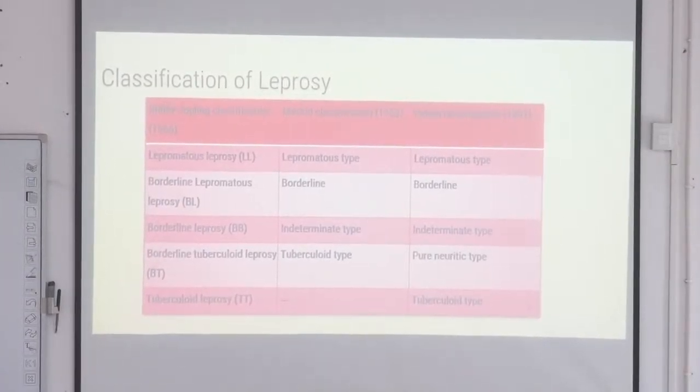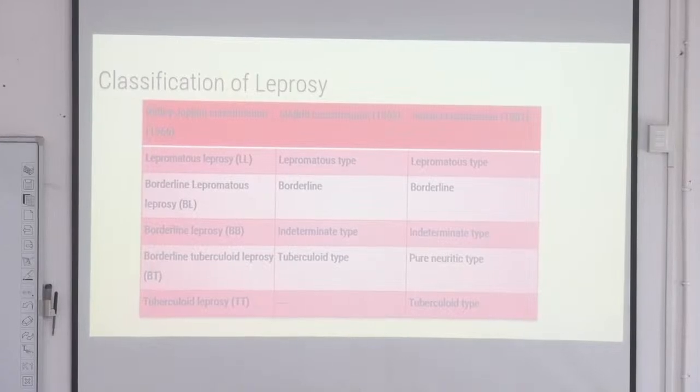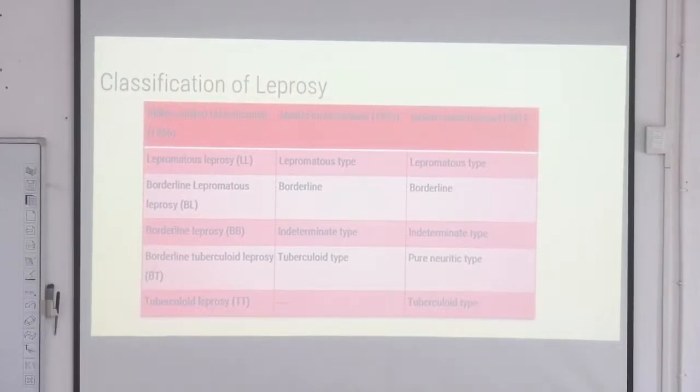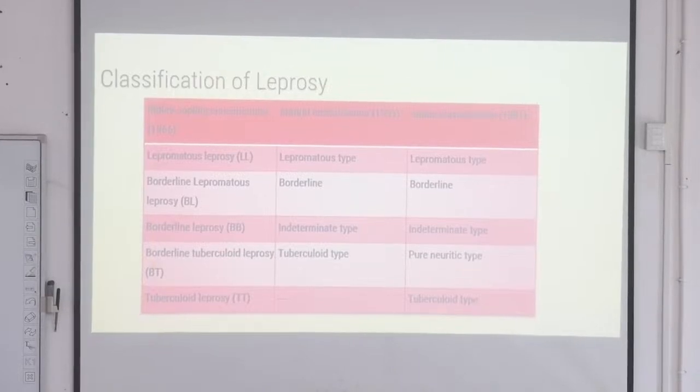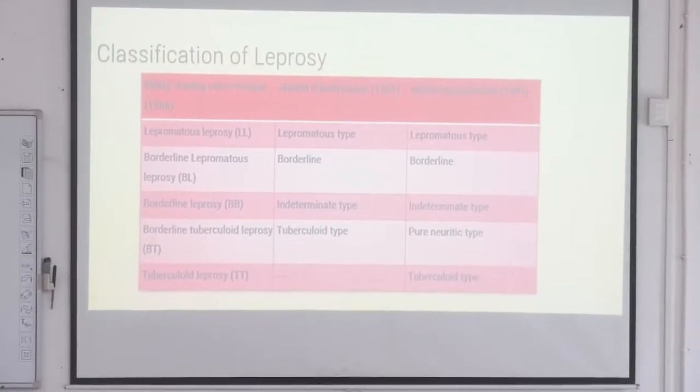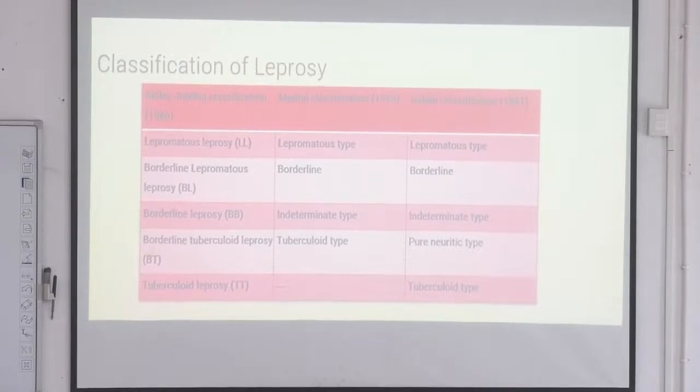In the Indian classification, the last one, pure neuritic type, sometimes comes as a short note. Pure neuritic type is only seen in the Indian subcontinent. It is not accepted worldwide. It is part of the Indian classification of leprosy. So what is lepromatous type? One is borderline type, another is indeterminate type, and tuberculoid type.